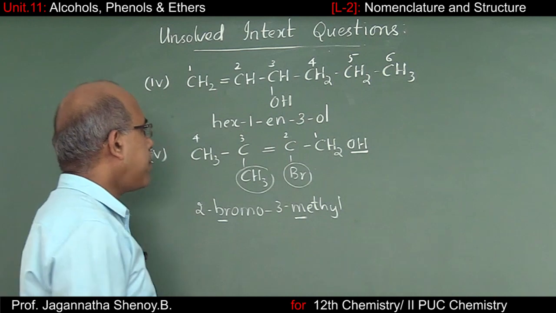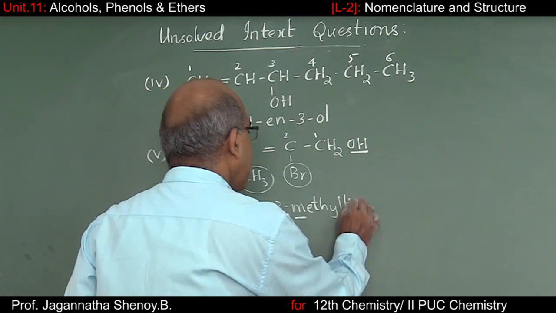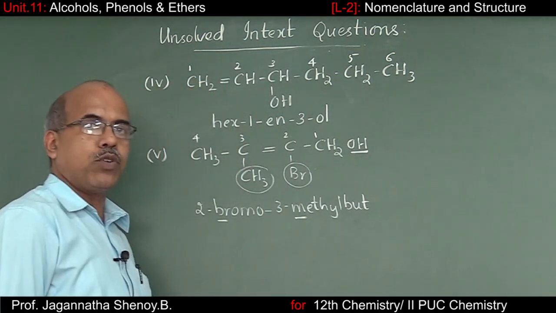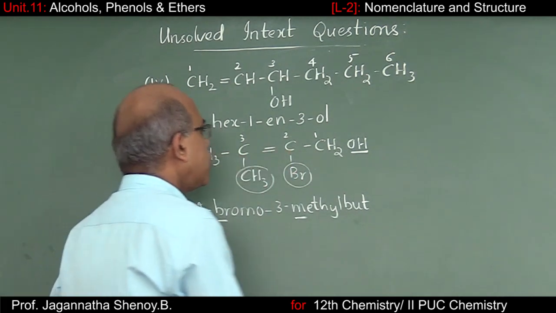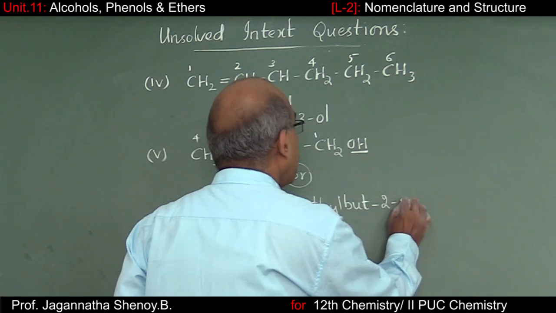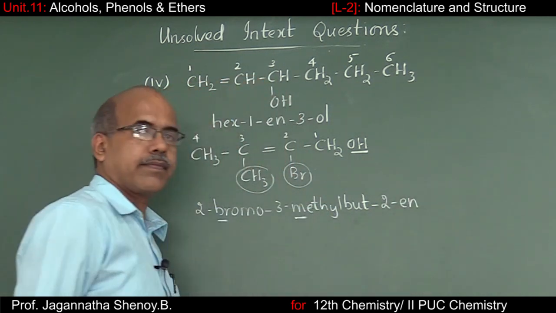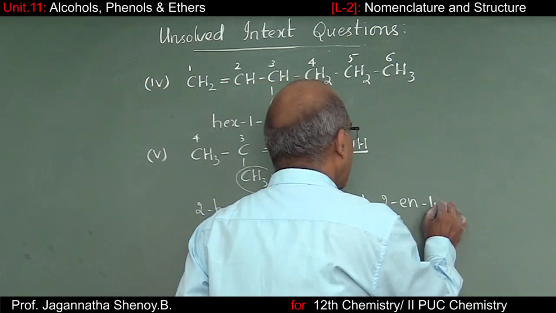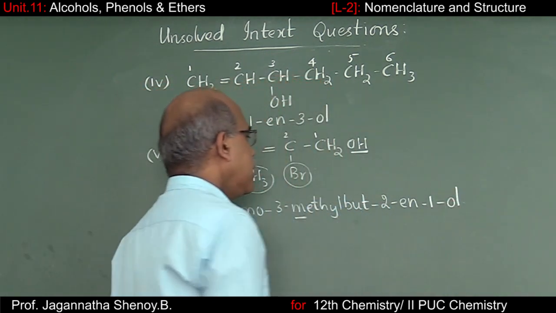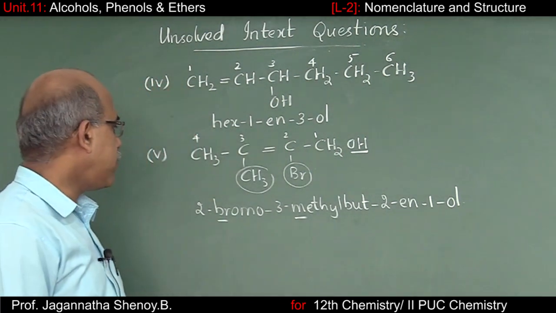Then there are 4 carbon atoms. It has to be but. And you know that after the second carbon atom there is a double bond. That's why it's a but-2-ene. And on the first carbon atom we have OH group, 1-ol. So this is the IUPAC name of the molecule.